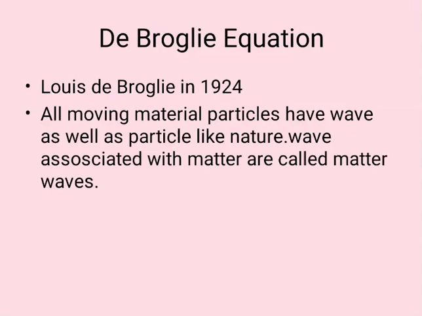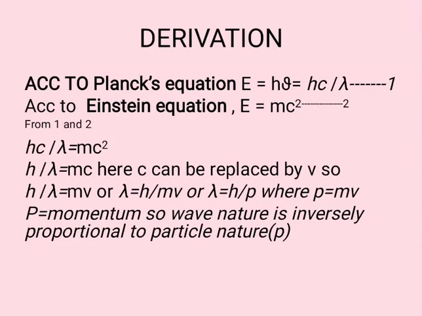And he tried to correlate the wave as well as particle-like character in an equation, and that equation is called the de Broglie equation. That is, lambda is equal to h upon mv, where lambda is the wavelength, h is Planck's constant, m is the mass, and v is the velocity. We can derive the de Broglie equation simply by using two equations, that is Planck's equation as well as Einstein's equation.